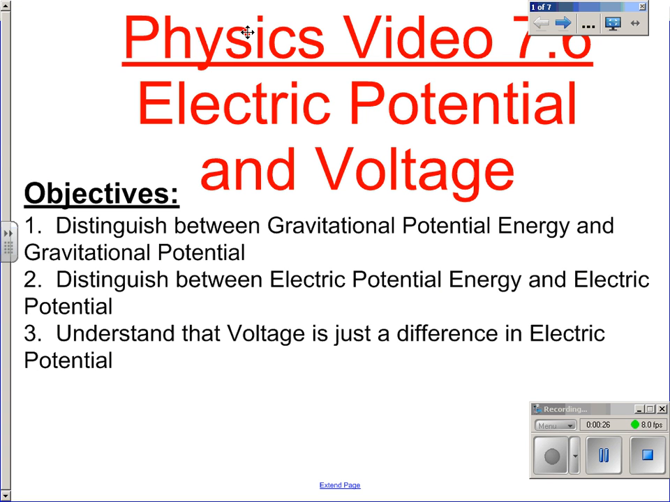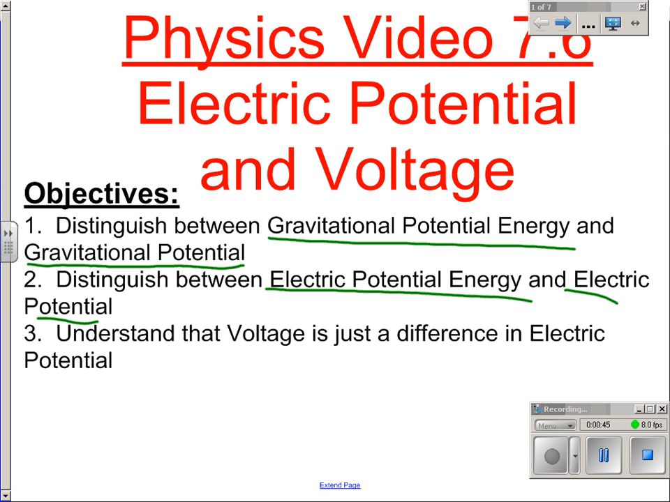So there you go. Objectives are here on the screen. Please make sure you notice that there are a couple of words here that are very similar. We're going to learn the difference between what's called gravitational potential energy, which we've learned about, and what's called gravitational potential. Similarly, the difference between gravitational potential energy and just electric potential. And then finally, the connection between voltage and electric potential. So those are the objectives. Let's get right into it.